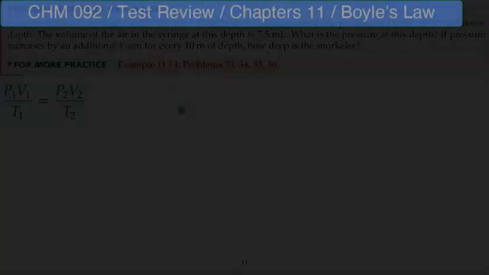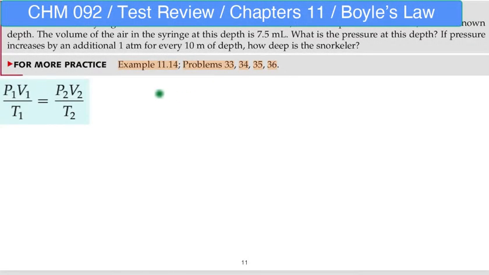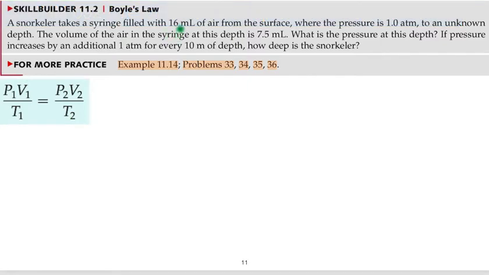Let me illustrate that here with Boyle's law. And again, notice I started off with the combined gas law. If we look at our data in the problem, we have this initial volume and there is some initial pressure. And basically, that volume of air is placed underwater. As you go down underwater, pressure increases.